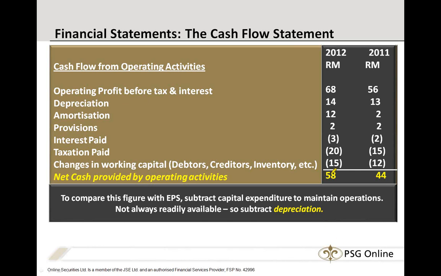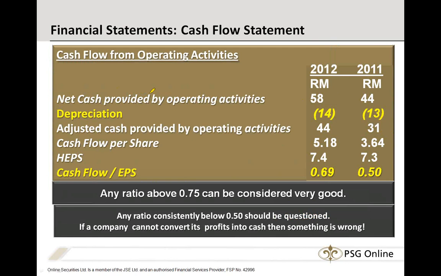So you would also look at sustainability. Now, we'll talk about sustainability in more detail a bit later. But what you want to do in this situation is subtract depreciation. So there's our depreciation from this 58 million. On the next slide, you'll see what I'm talking about. At 58 million, our net cash provided from operating activities, minus our depreciation. Remember, we're looking at sustainability. We have adjusted cash provided by operating activities of 44 million. Okay, take that number divided by the number of shares in issue. Okay, and that's how we got this cash flow per share value, 5.18.